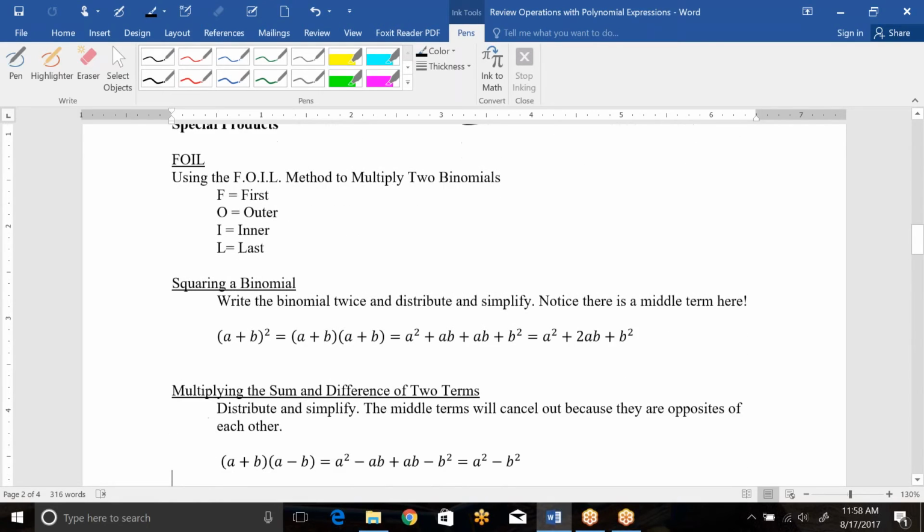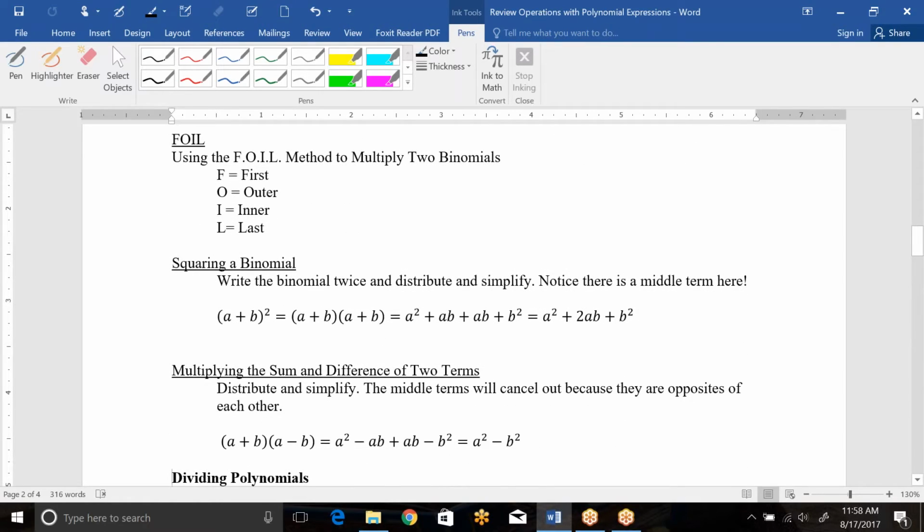If you're squaring a binomial, it's very important to write the binomial twice. Do not try to put that 2 on the outside as something you're applying to the bases inside. That rule was only good when you're multiplying inside the parentheses. So we are going to write the binomial twice and distribute and simplify. Notice there is a middle term when you do this. You end up getting a trinomial with a middle term.